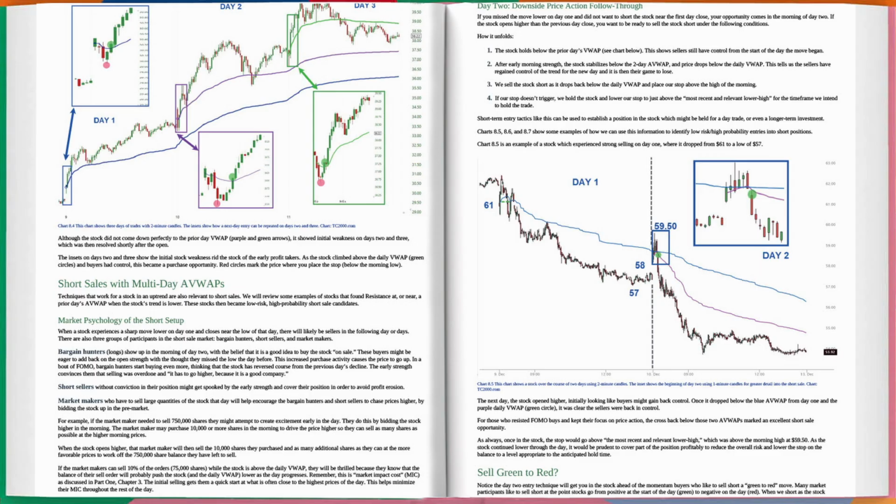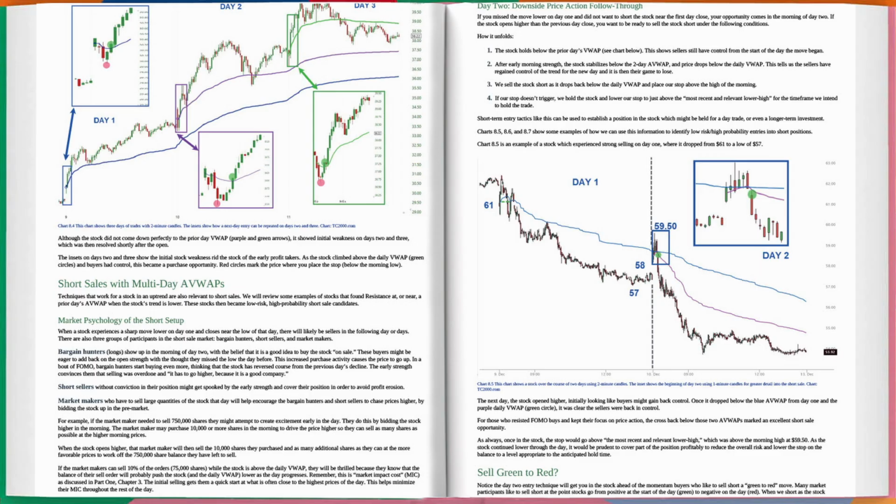As the stock continued lower through the day, it would be prudent to cover part of the position profitably to reduce the overall risk and lower the stop on the balance to a level appropriate to the anticipated hold time. Sell green to red. Notice the day 2 entry technique will get you in the stock ahead of the momentum buyers who like to sell short a green to red move.